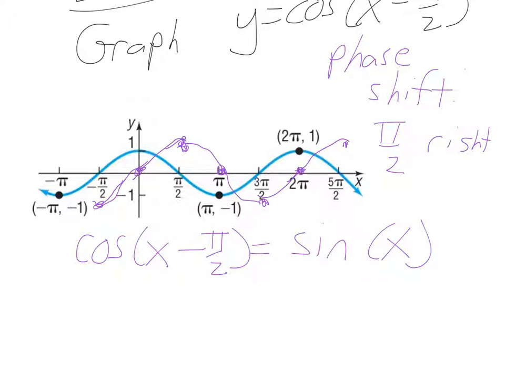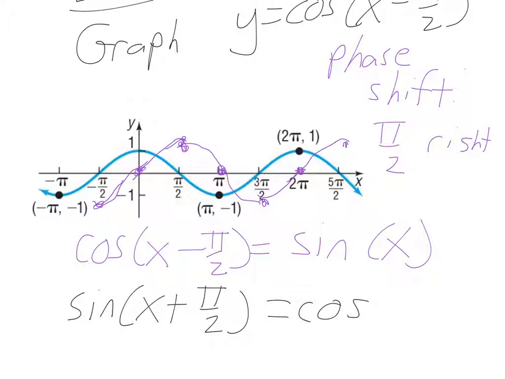Conversely, if you were to take this new sine function and shift it back to the left pi over 2, that would be equal to the cosine function. We shift the cosine function to the right to get the sine function, so we have to shift the sine function back left to get the cosine.